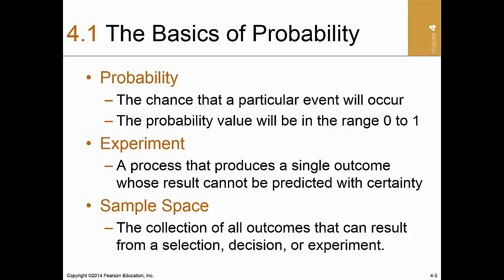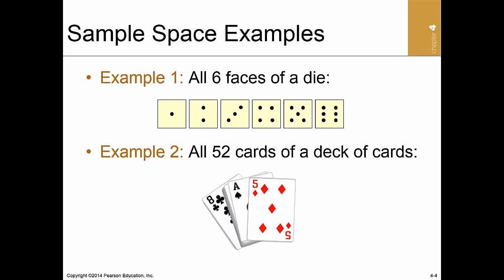An experiment is a process that produces a single outcome whose result cannot be predicted with certainty. In business situations, the experiment can be things like an investment decision, a personnel decision, or a choice of warehouse location. To begin determining and assigning probabilities, we need to define the experiment to determine all outcomes that can result from a decision or an experiment. We call this the sample space. For example, the sample space for rolling a die is all 6 faces of the die. In a deck of cards, we would have 52 potential outcomes since we have 52 cards in a deck.